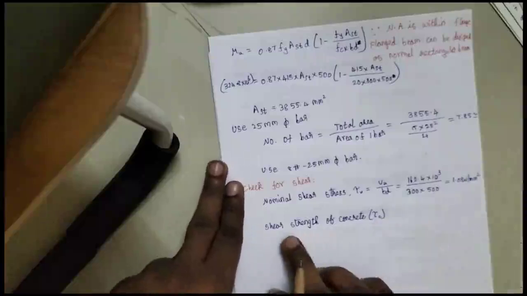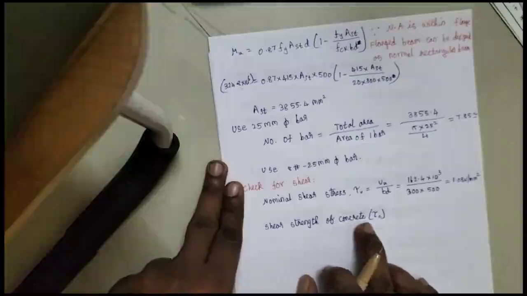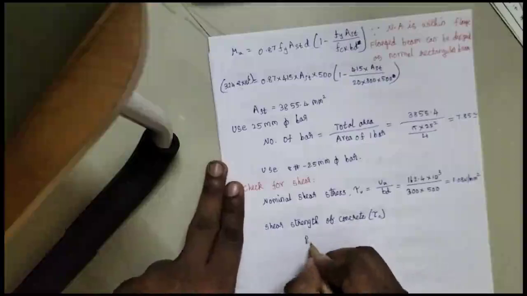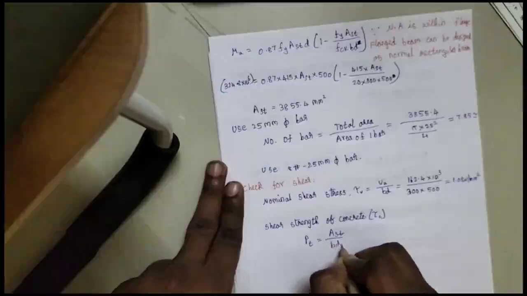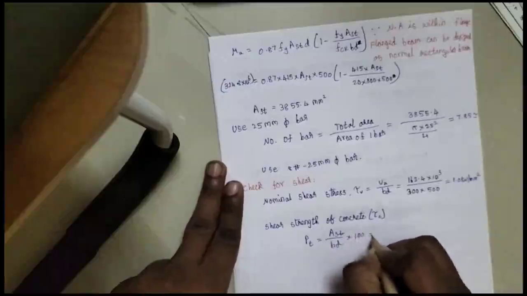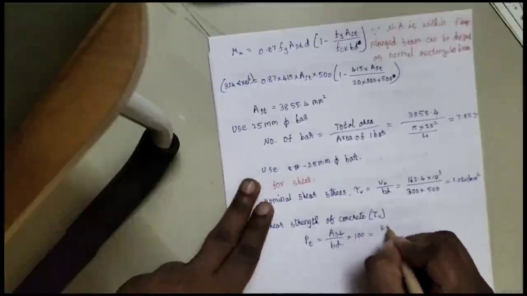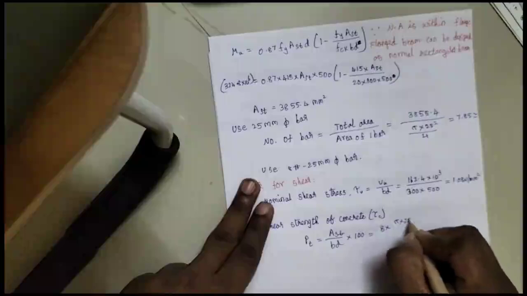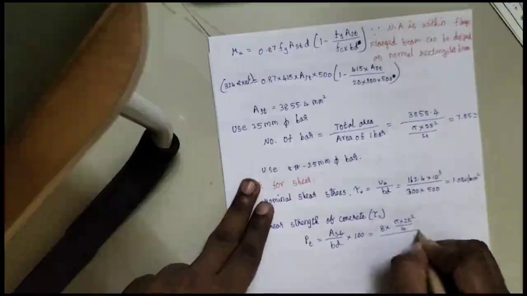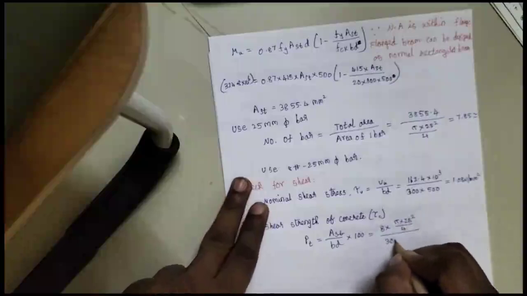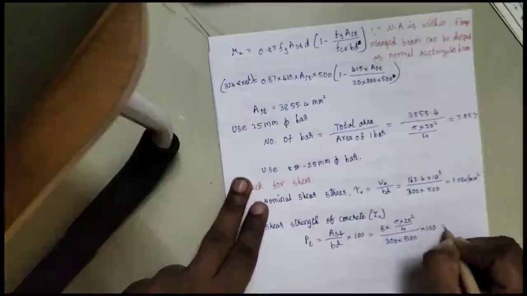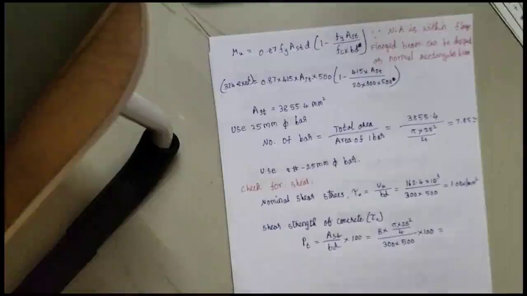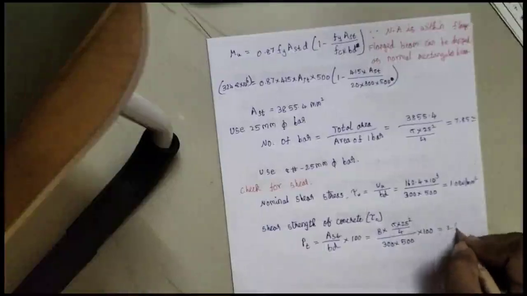Next I am going to calculate the shear strength of concrete, tau c. It will be calculated based on the percentage of steel. So Pt equals Ast divided by bd into 100. Here Ast means we need to use the number of bars, 8 into pi into 25 square divided by 4, divided by b, that is 300, into d, that is 500, into 100. The percentage of reinforcement I am getting is 2.62.